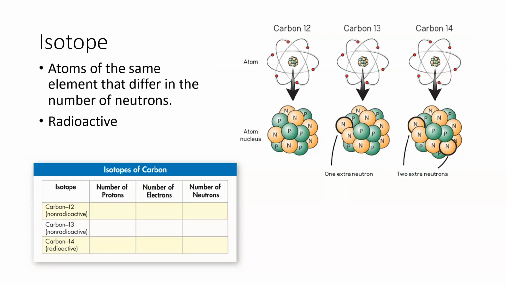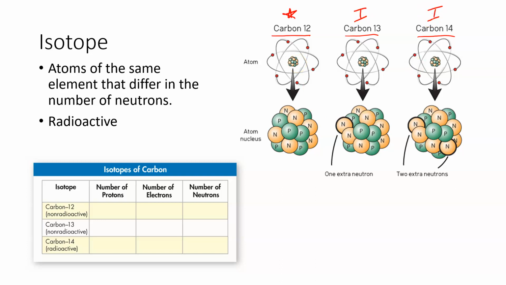So, isotopes, we've talked about that a little bit, but what is an isotope? An isotope, by definition, is an atom of the same element that differs in the number of neutrons. And you can see it between carbon-12, carbon-13, and carbon-14. Carbon-12 is our normal version of carbon. Okay, that is not the isotope. That is the normal version of carbon. Carbon-13 is an isotope, and carbon-14 is an isotope.